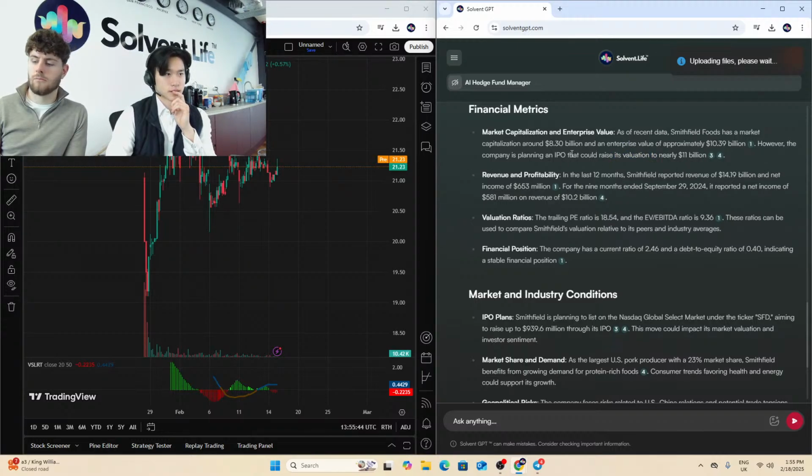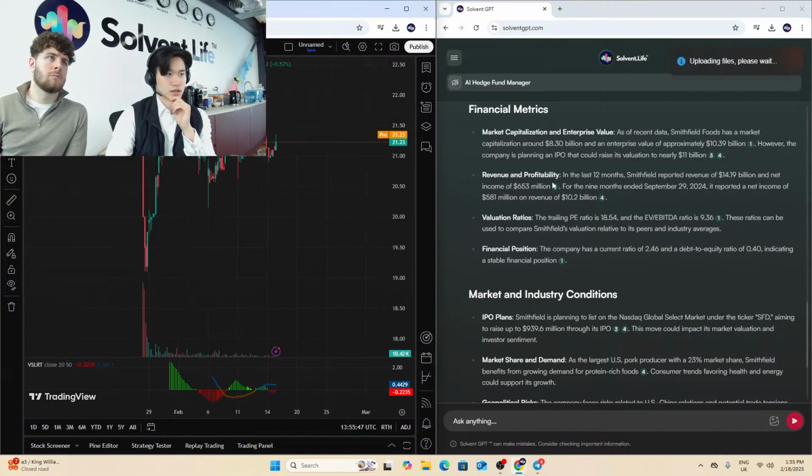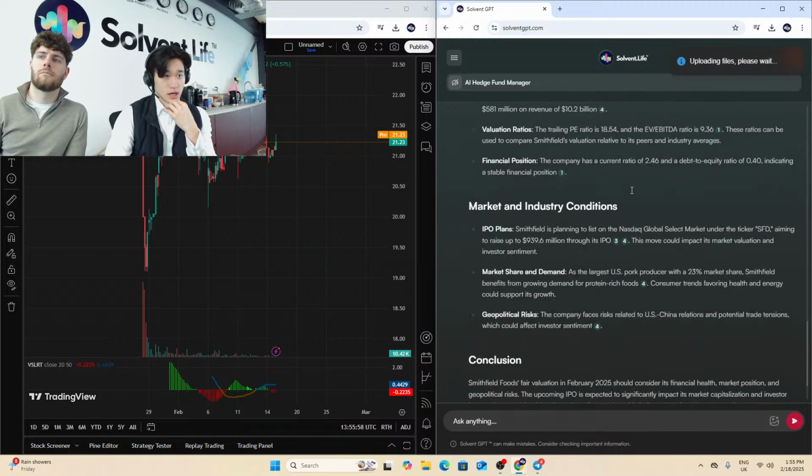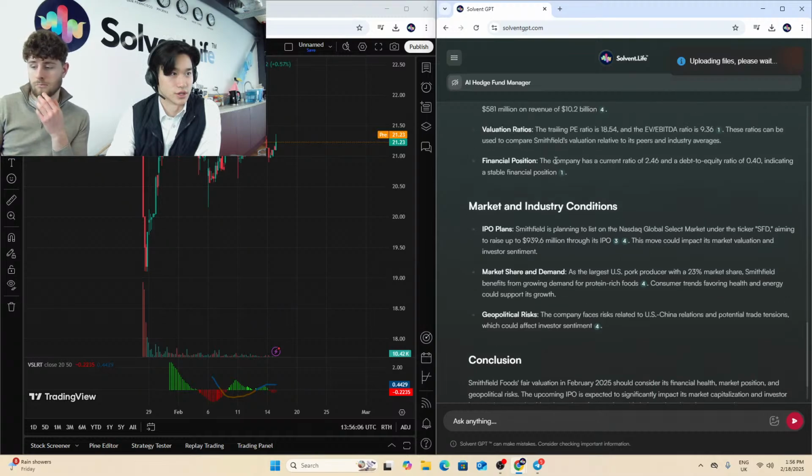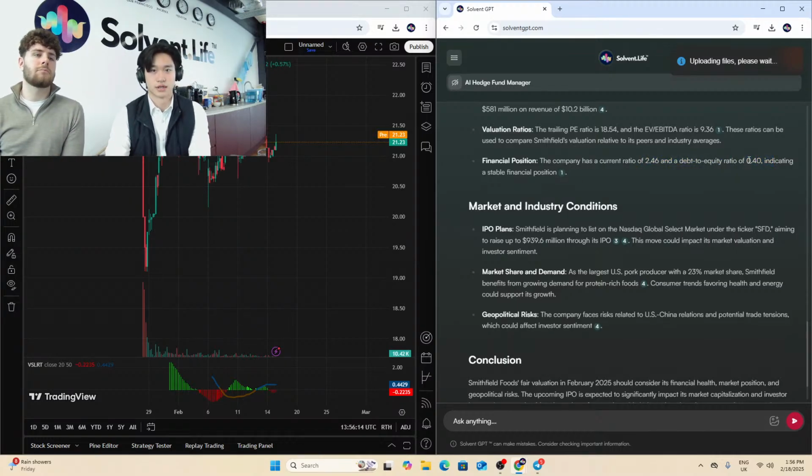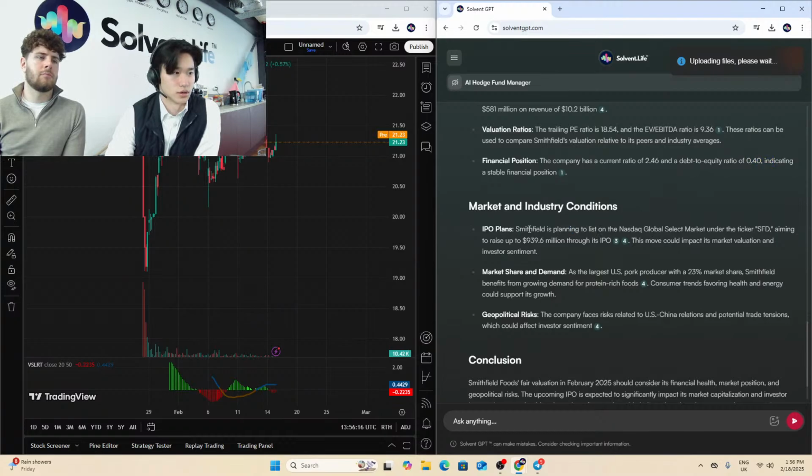Okay. Which is what we've seen here. Revenue and profitability. In the last 12 months, they reported 14.19 billion, net income of 650 million. Okay, that's a lot. I mean, EV to EBITDA ratio 9.36, which is a pretty good ratio, and current ratio, debt to equity of 0.4. So that is very stable. They're not holding a lot of debt. Well, at least it can be backed by the equity that they have.